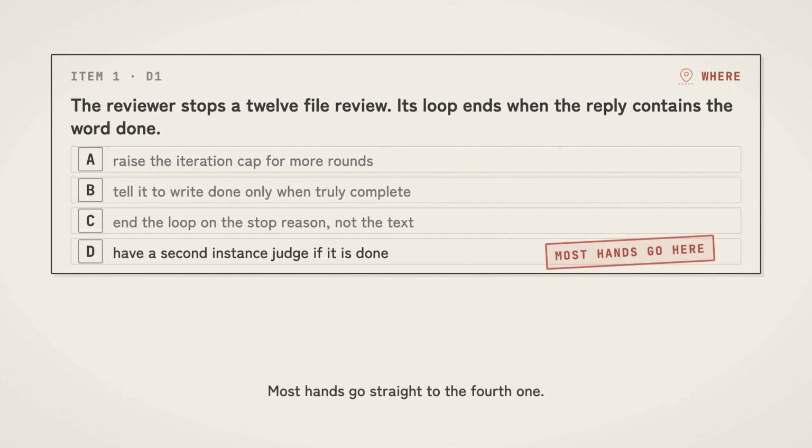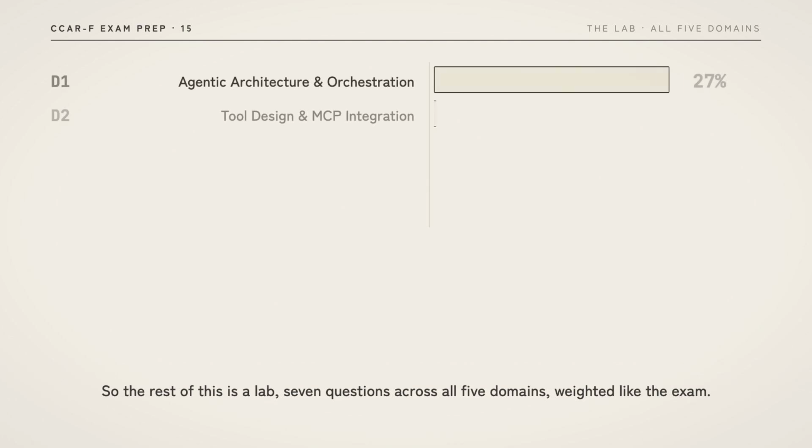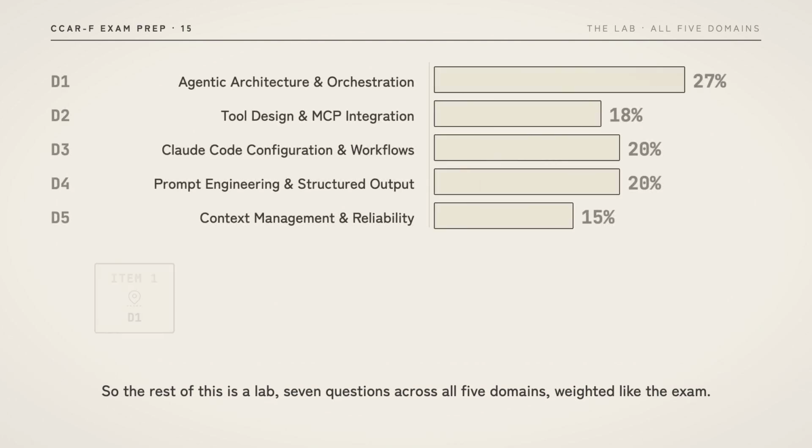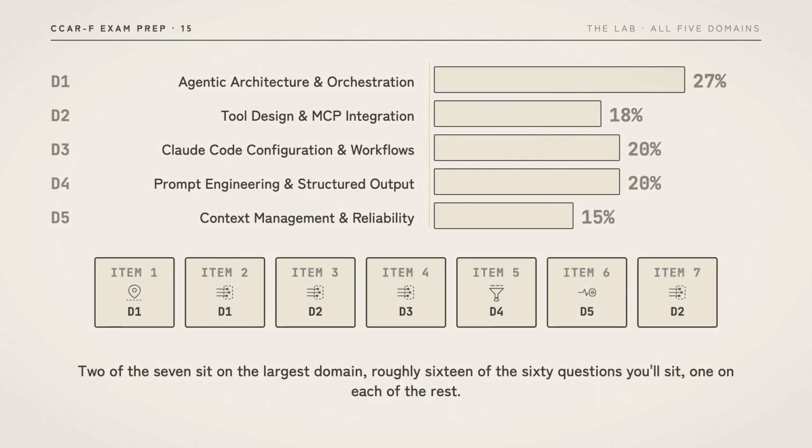Most hands go straight to the fourth one. Reaching for the biggest machine on the page is the most expensive habit on this exam, and it's the one this episode takes off you. So the rest of this is a lab. 7 questions across all 5 domains, weighted like the exam. 2 of the 7 sit on the largest domain. Roughly 16 of the 60 questions you'll sit, 1 on each of the rest.